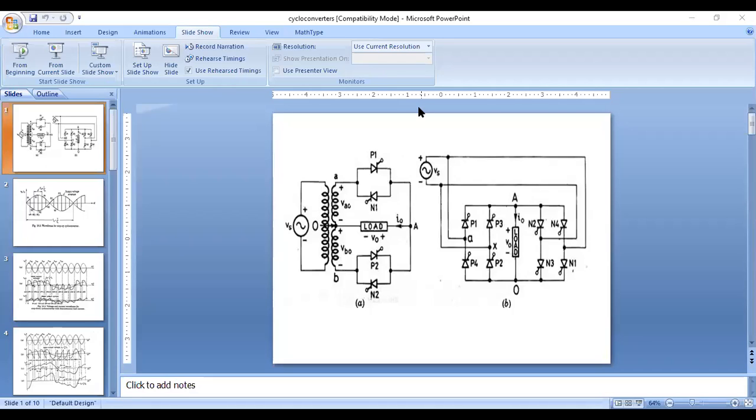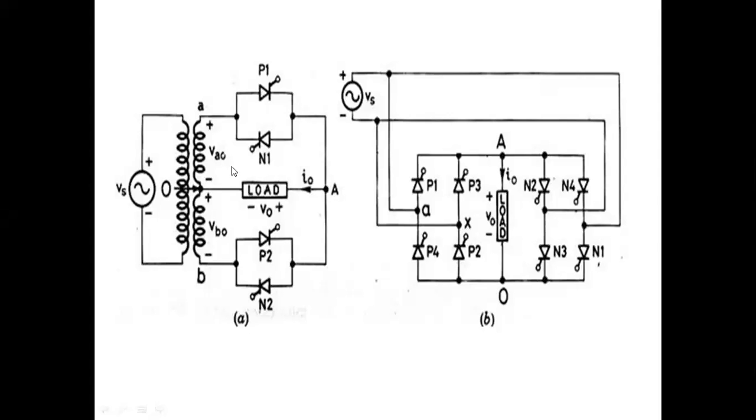How does the current go to the load, sir? How will the current go to the load? Okay, I will explain. See here. First, discuss the positive cycle. If it is the positive cycle, this will be plus and this will be minus from 0 to pi.